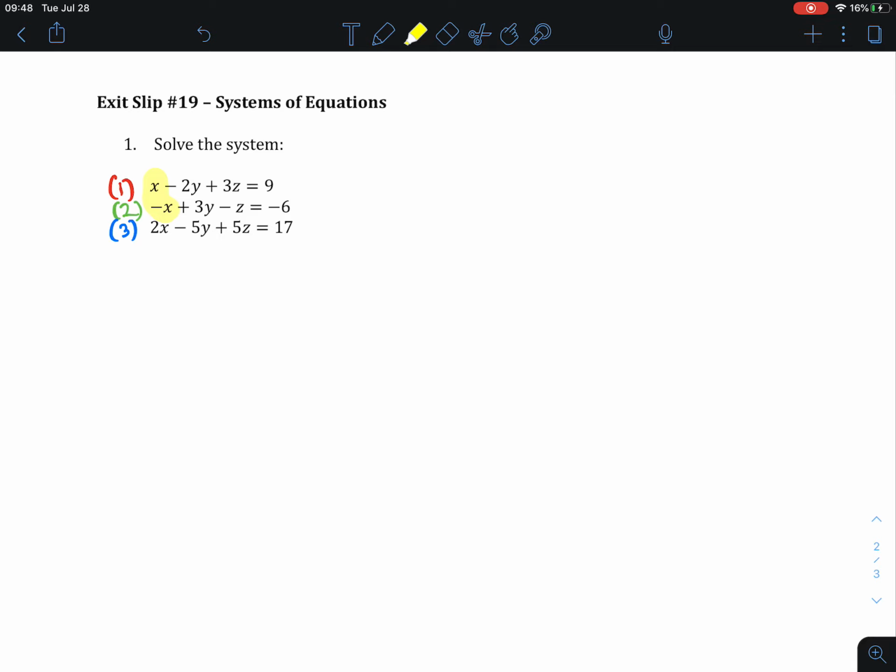I know in the video that you probably recently watched, we chose to eliminate z in that example. So again, it doesn't matter as long as you're consistent in eliminating the same variable from 2 equations. So let's go ahead and write what we're going to do.